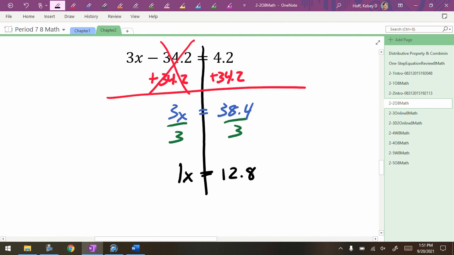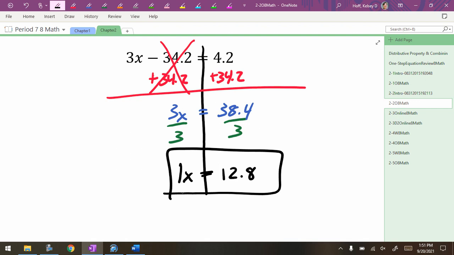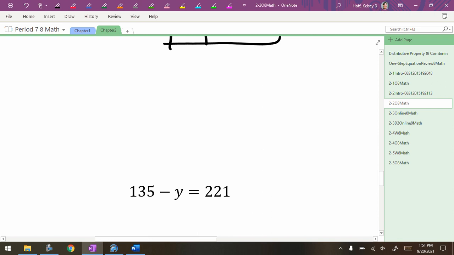12.8. Okay? Because we started with the decimal, it is totally acceptable that you give me a decimal answer. Totally fine. Okay? No one wasn't lying. You guys got this. One left. See if I can fool you. Okay?